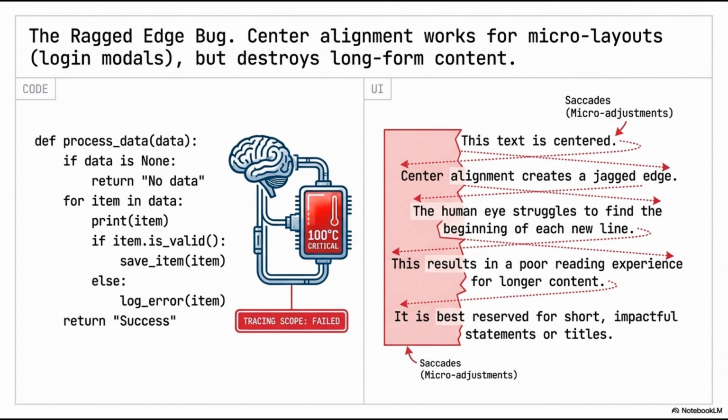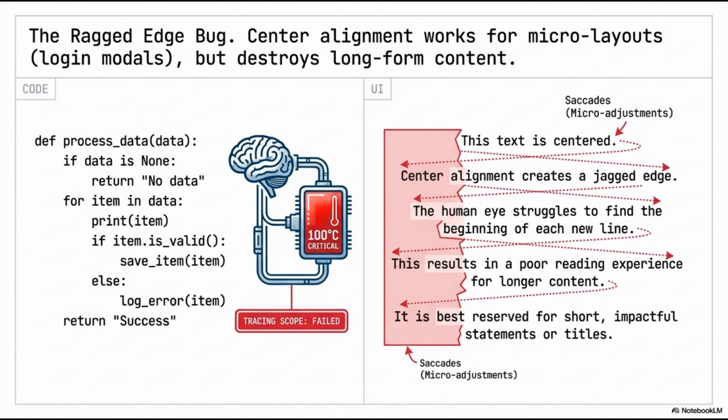A login modal is a micro layout. Center alignment works beautifully for a short heading or a quick stack of 3 elements. It acts like a cohesive little badge. Right. But the moment you try to center align a whole paragraph of text, you completely destroy that predictable anchor we just talked about. You create what typographers call a ragged edge on both the left and the right sides. Because every single line of text has a slightly different character count. Exactly. So the physical starting point of every single line shifts dynamically.